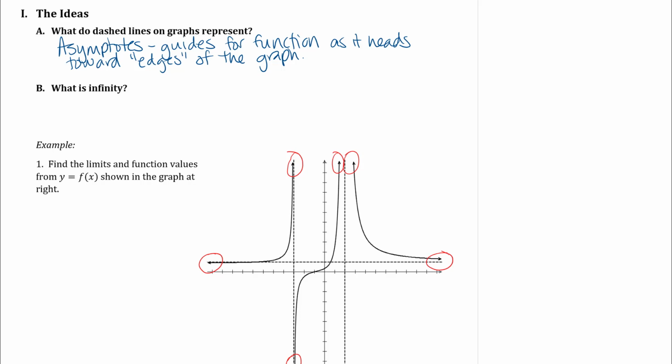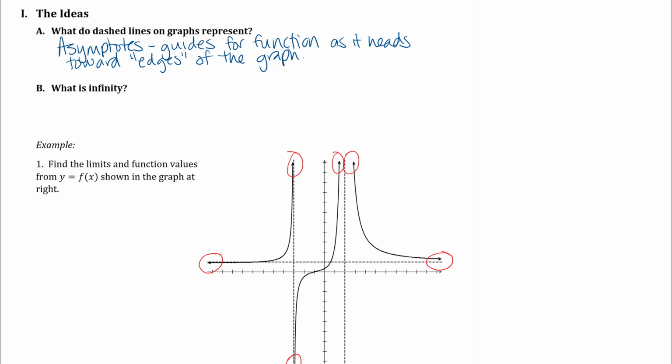The idea here is that those are there to indicate that that graph is going to get close to that value. It may or may not actually equal that value where that asymptote is, but the graph gets closer to that as we go toward the edges of the graph.